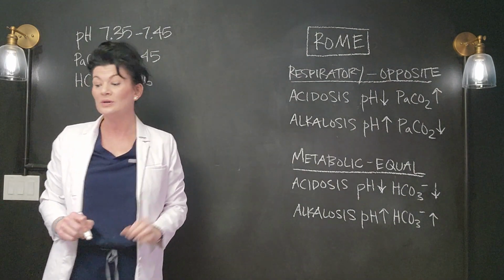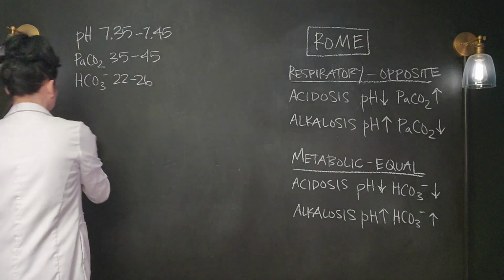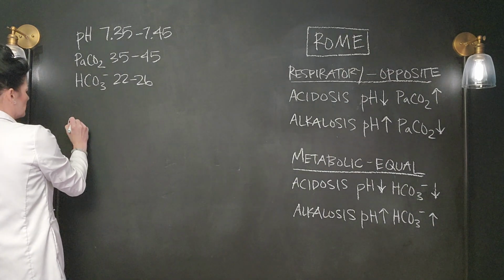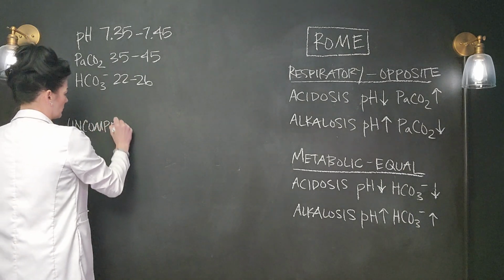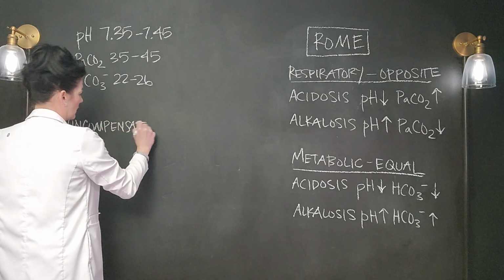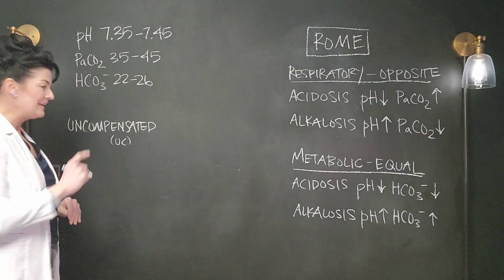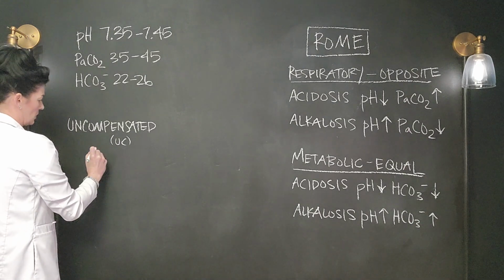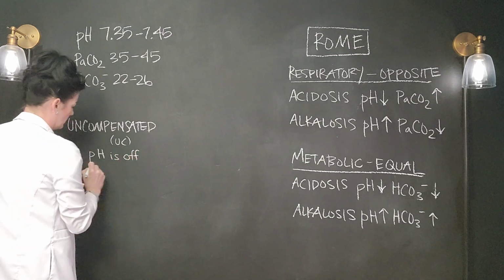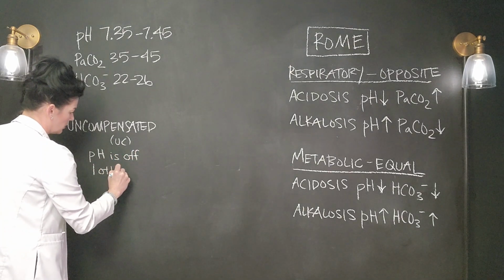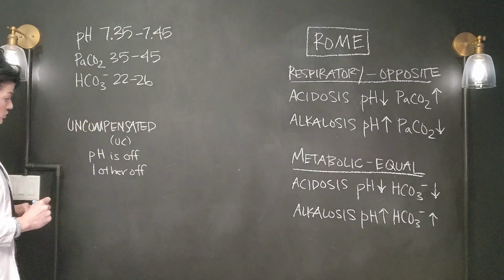The next thing is now we're going to talk about compensation. Okay? So when it comes to compensation, we have 3 different ones. We can have uncompensated, which I like to abbreviate UC. Okay, in uncompensated, pH is off, and one other is off. And I'm going to explain this. Let me just create this first, and then I'll explain what each of these means.